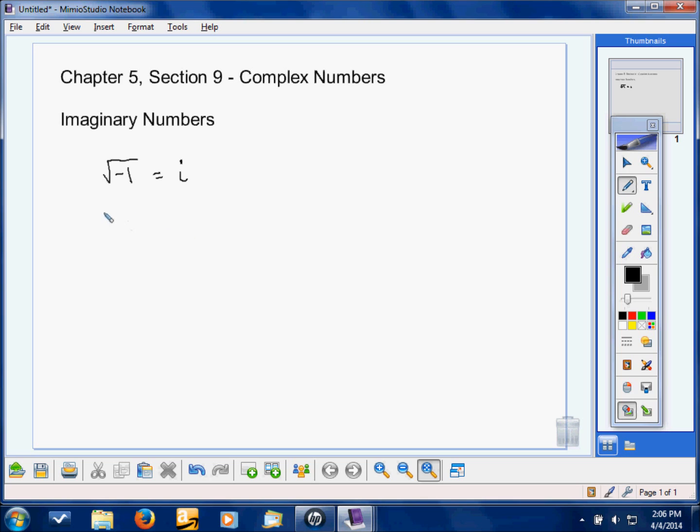So if I had something like the square root of -25, in the past, the best you could do with that was to say no solution or no real solution. But now we have a way to deal with this. The square root of -25 is really the square root of -1 times 25, and that can be broken up. The square root of -1 is i, and the square root of 25 is 5. So this is really 5i. You'll always write the whole number first and then the imaginary part.